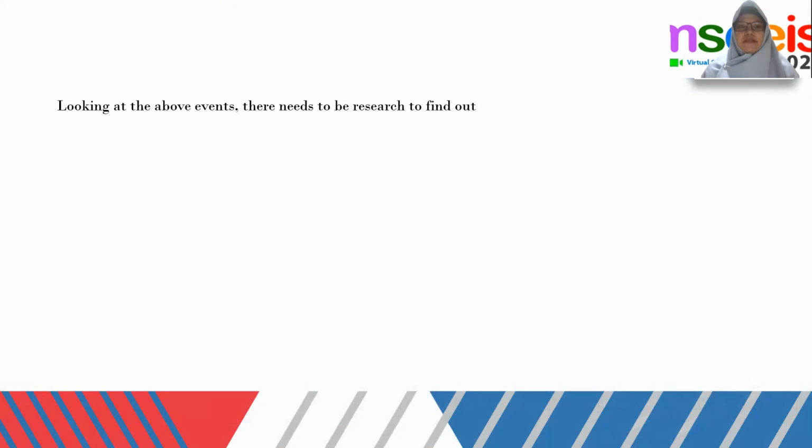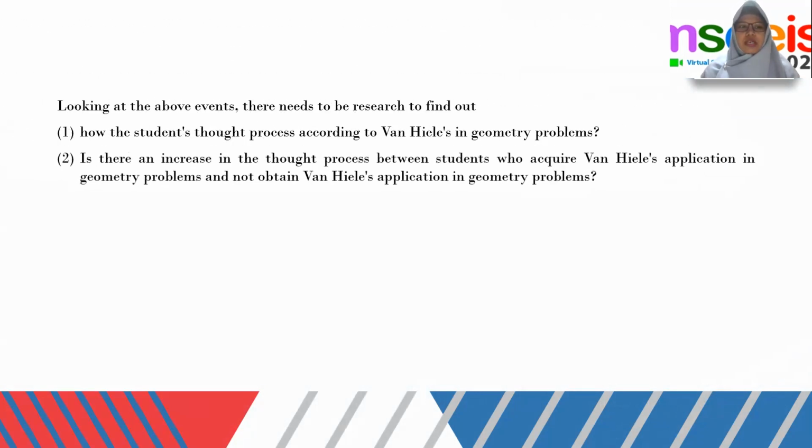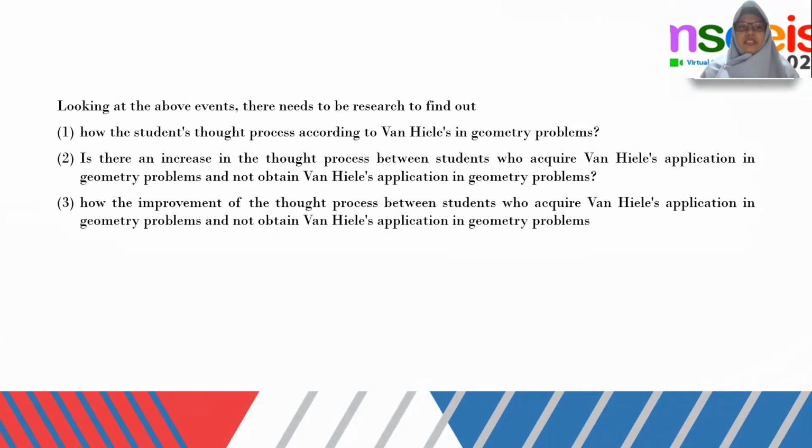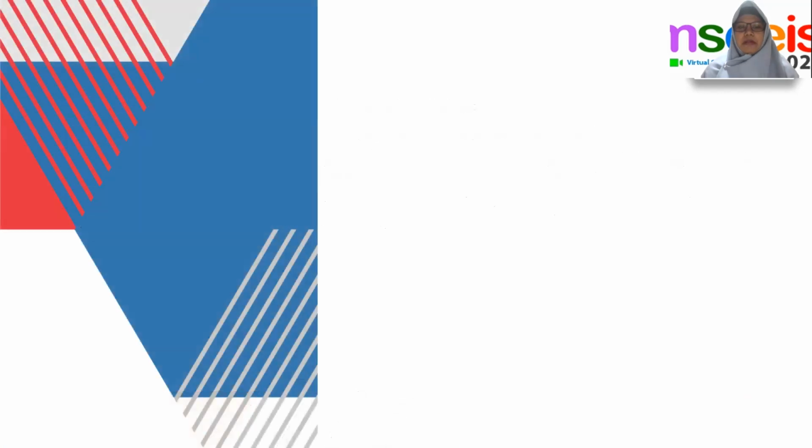Looking at the above events, there needs to be research to find out. Number 1, how is the student thought process according to Van Hiele in a geometry problem. Number 2, is there an increase in the thought process between students who acquire Van Hiele application in geometry problems and those who do not? Number 3, how is the improvement of the thought process between students who acquire Van Hiele application in a geometry problem and those who do not?